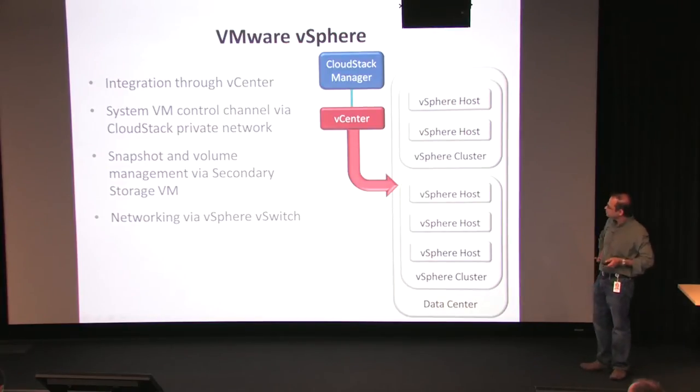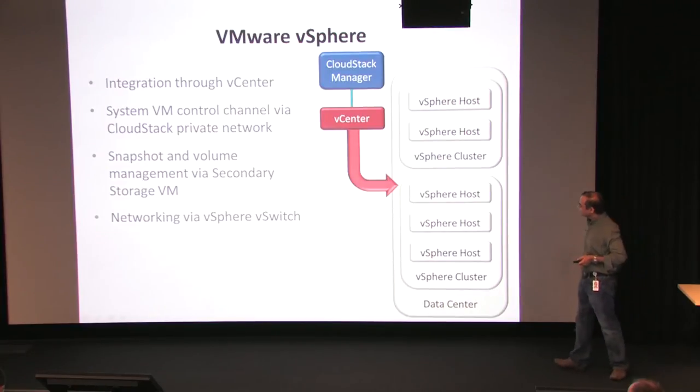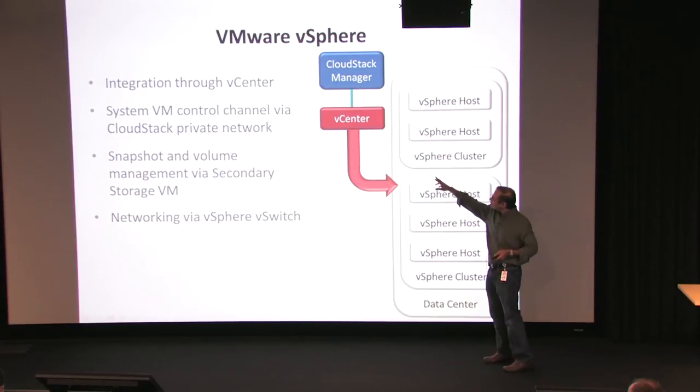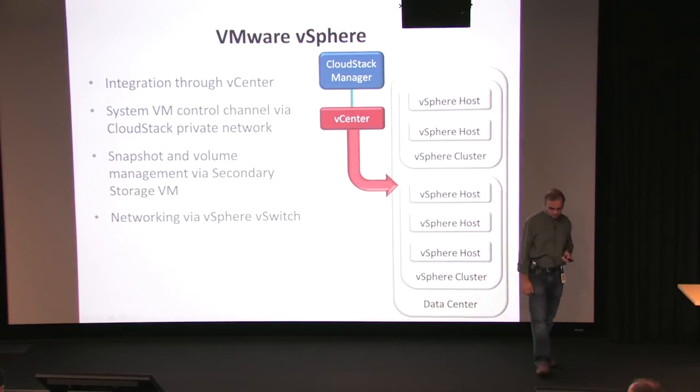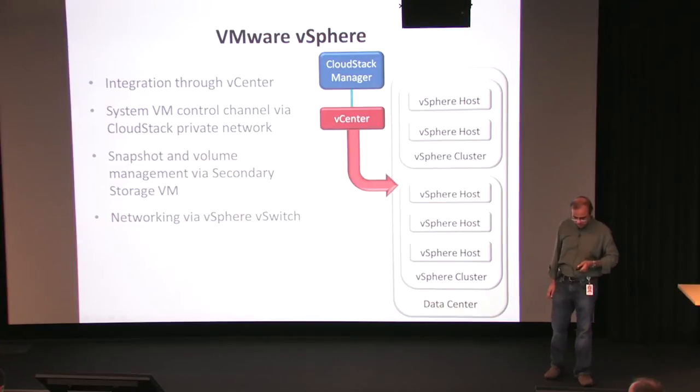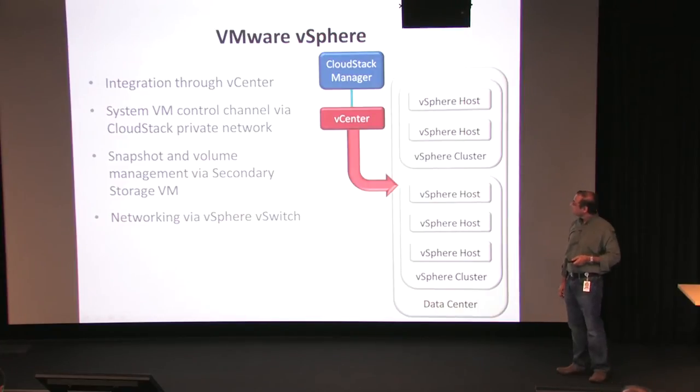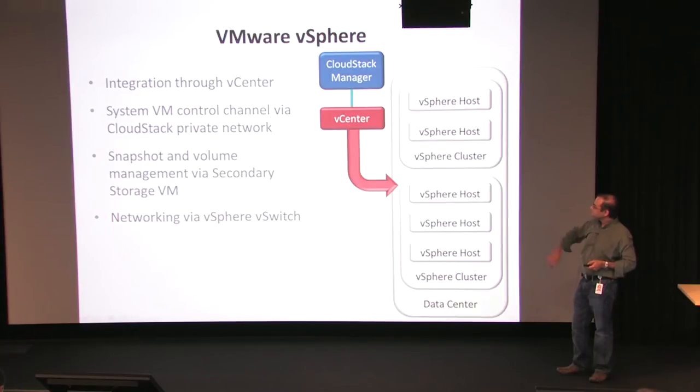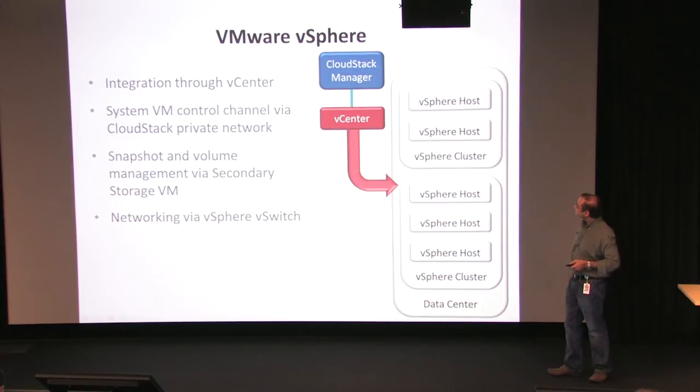For VMware vSphere, because vCenter gives you a lot of fantastic tools like migration, DRS, and fault tolerance, we talk to vCenter. We don't try to bypass it. And there's a native HTTP API to vCenter that we talk to.